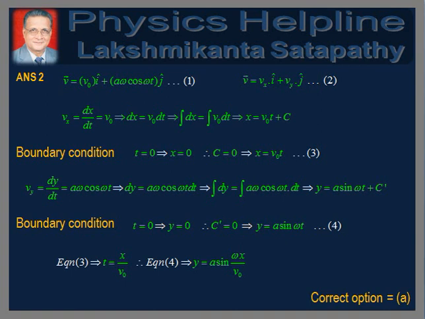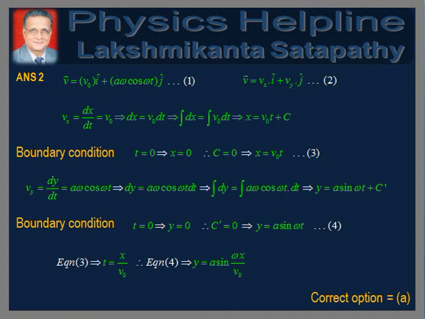Integrating, we get integral dx is equal to integral V0 into dt. This implies x is equal to V0 into t plus c, where c is the constant of integration. Now, applying boundary condition x is equal to 0 when t is equal to 0, we get c is equal to 0. Therefore, we have x is equal to V0 into t.